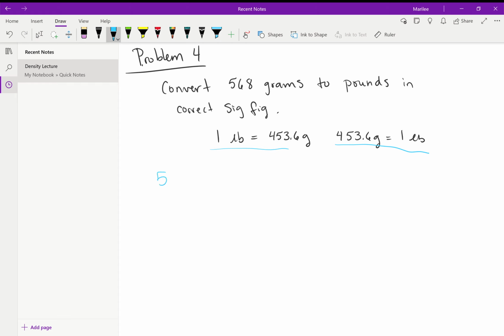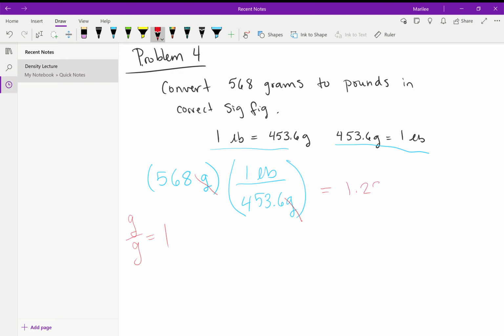We have 568 grams, right? So which conversion do we use? Let's check. Let's use the first one. It says 1 pound per 453.6 grams. So if we keep our units, now we see here it says pounds over grams. We have grams here. Let me write a different color. So our grams cancel out because we know gram over gram is equal to 1. Anything over the same unit is equal to 1. And we end up with what? If we do the math, we have 1.25 pounds.